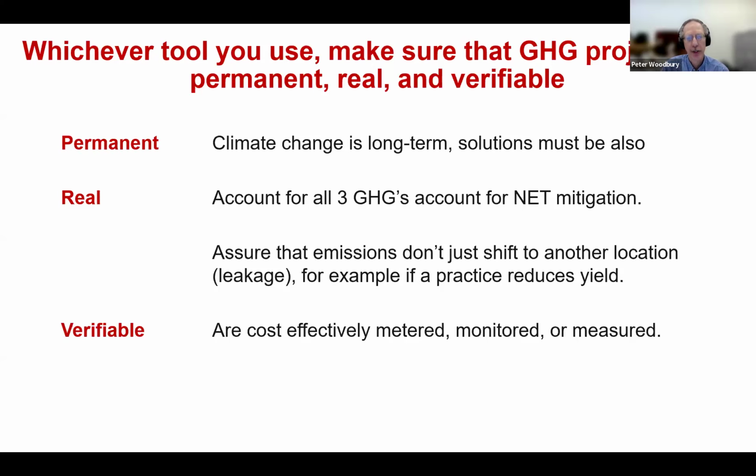In terms of making sure it's real, we want to include all three greenhouse gases. In agriculture, it's really important that we include nitrous oxide and methane. The FAST greenhouse gas tool focuses on nitrous oxide and carbon dioxide because those are the ones that are important for commodity crop production.